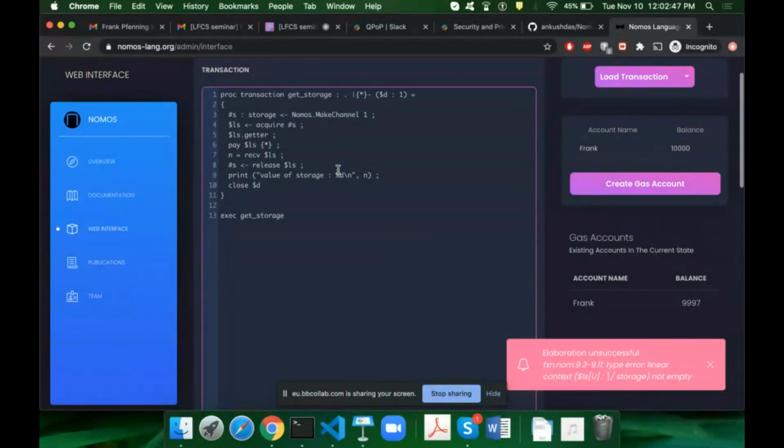Hi, nice talk. So is Nomos supposed to run on the blockchain side or on the client side, or both? Both. Right now, both.